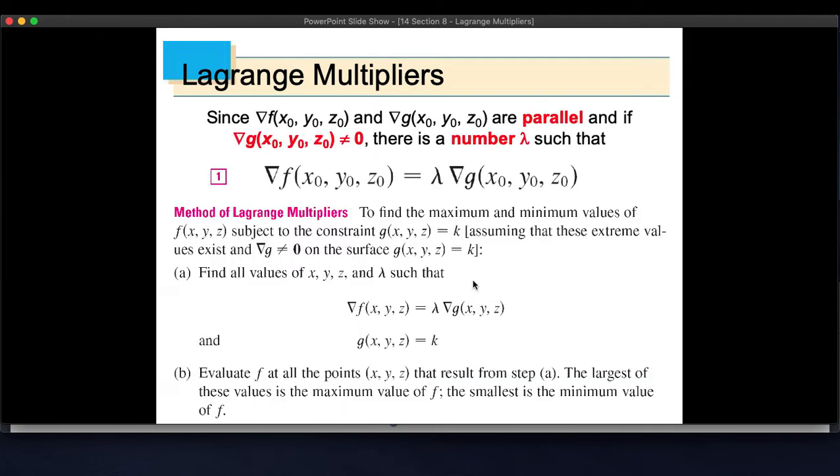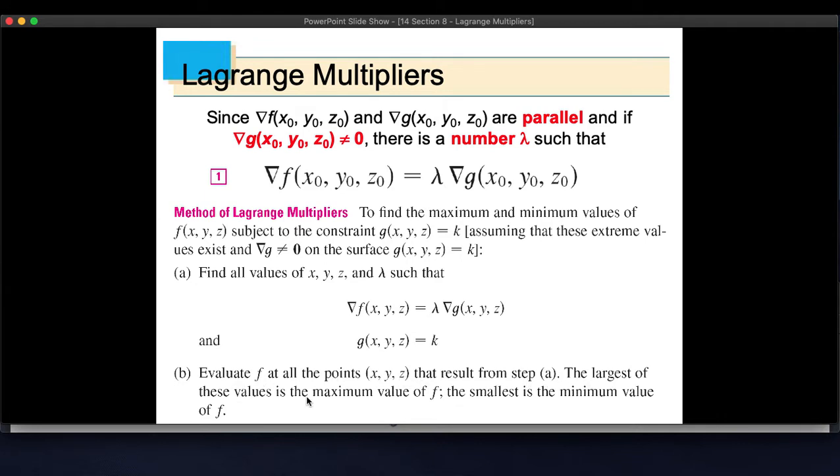Now, this next slide here basically maps out the method of Lagrange multipliers. It's a lot of mathematical jargon that I don't really want to bore you with at this time. It's basically something that I do want you to read at your own leisure. But essentially, the Lagrange multipliers method boils down to just three simple notes that I want to point out in the next slide. So again, read this at your own leisure. Don't worry if you don't truly understand what this all says right now. But I do want to really point out part B down here. It says here, evaluate f at all points x, y, z that result from step A.